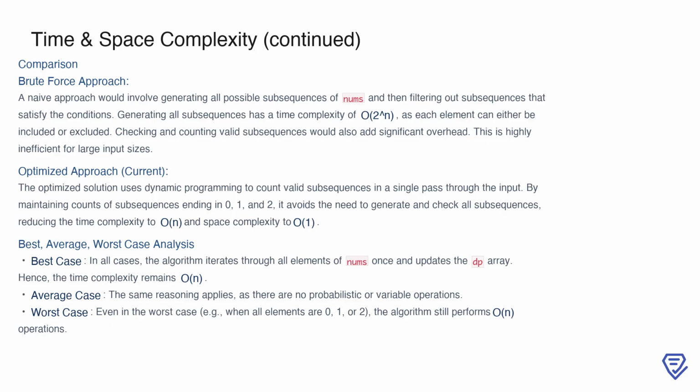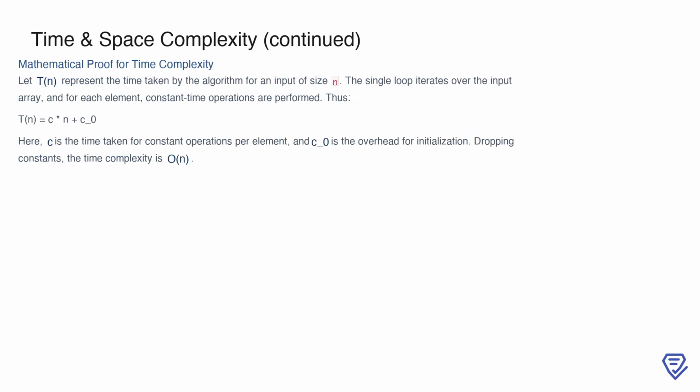This ensures that the time complexity remains O(n) across all scenarios, making the solution scalable and efficient. To mathematically validate the time complexity, we can represent the algorithm's execution time as T(n), where n is the size of the input array. The algorithm includes a single loop that iterates over all n elements, and for each element, it performs constant time operations, such as updating the dp array.